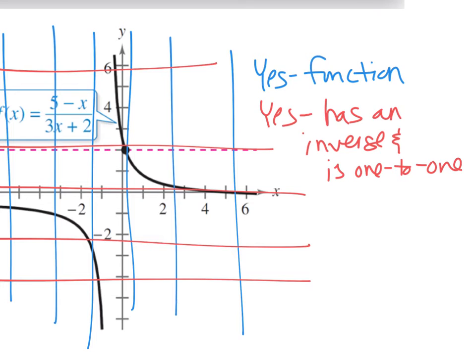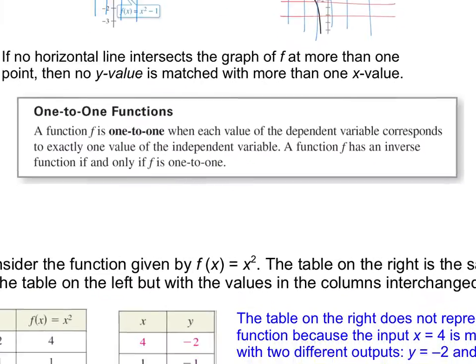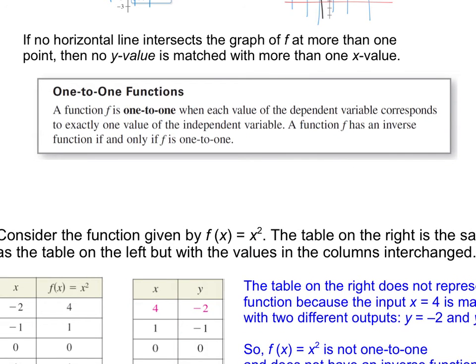So one-to-one, if you want to think about it graphically and kind of simple, passes the vertical line test, that only crosses at 1 point, and it passes the horizontal line test and only crosses at 1 point. So there's your definition of one-to-one.